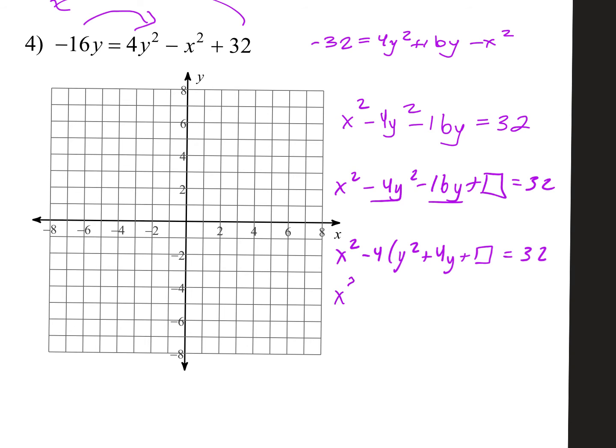So I have x squared minus 4. What is my parenthesis going to look like here? I take my b term and divide it by 2. What does that give me? 2. So it's going to be y plus 2 squared. And then I put, what's 2 squared? That goes in the box here.